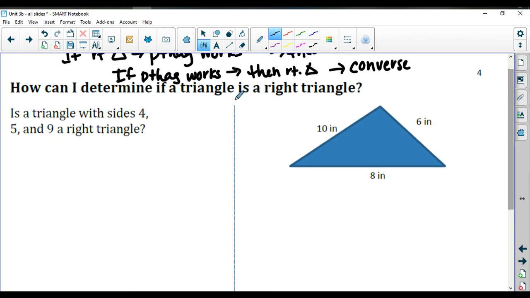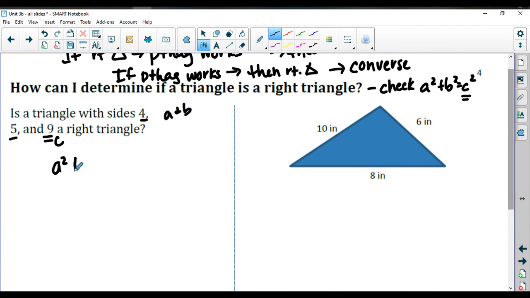So how do we determine if it is a right triangle? Well, we need to check if a squared plus b squared equals c squared works out here. One thing we have to remember is that c is our hypotenuse and it's the longest side. So in this first example, is a triangle with sides 4, 5, and 9 a right triangle? We are going to have to make the longest side c. The other two don't matter, they're just going to be a and b.